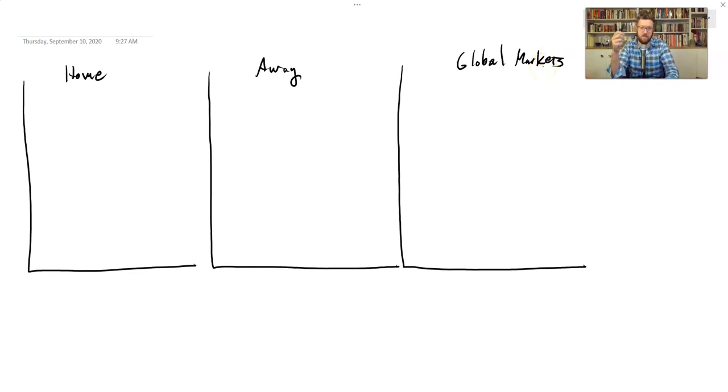But none of these are going to be exactly like we did before. We're not going to have the firm analysis and the market level analysis. Instead, we have two different markets, the home market and the away market. And then we have a third market, the global market, which is kind of a clearinghouse for the two. Okay, it links the two together. So each of these is going to be home to a supply and demand diagram.